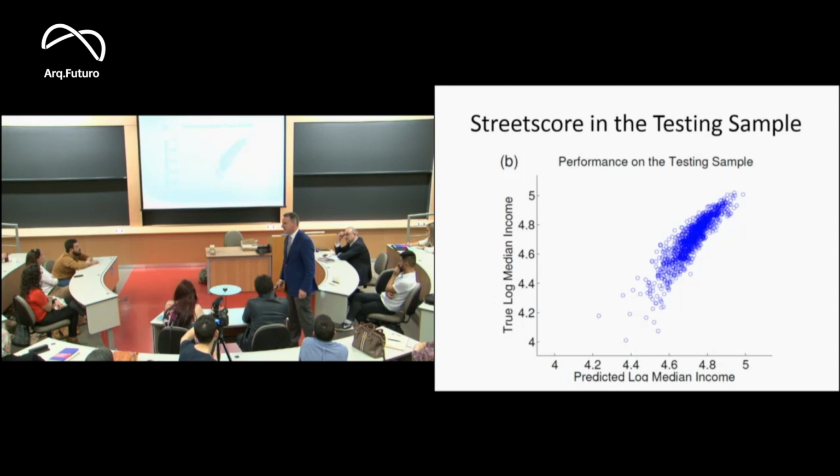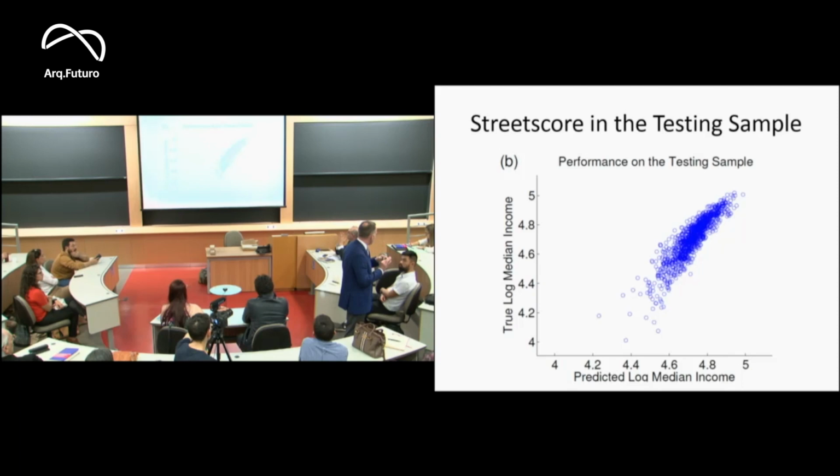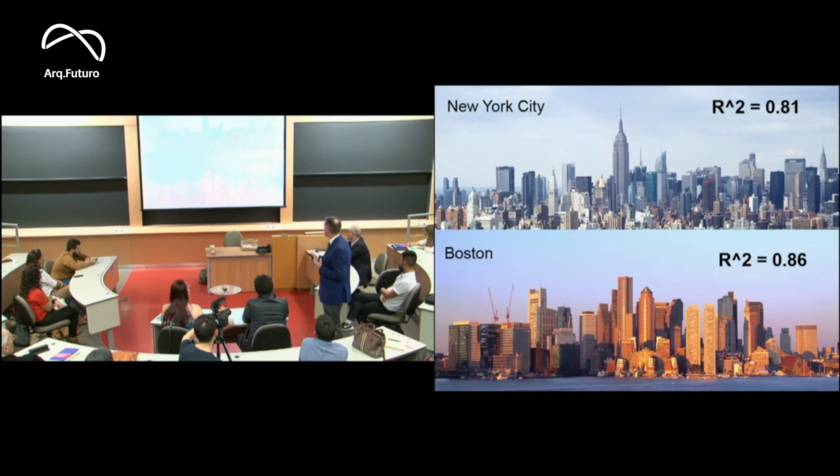So what appears to be is that the images on the street for New York City blocks do an unbelievably good job of predicting whether or not rich people or poor people live inside those buildings. Right, that ends up doing unbelievably well. And indeed, when we take the New York train model to Boston, it does even better in Boston. Right?